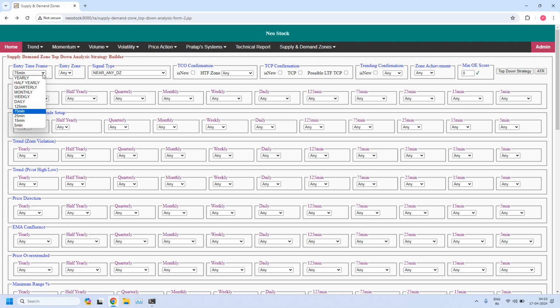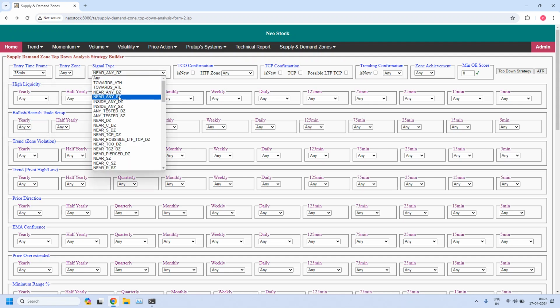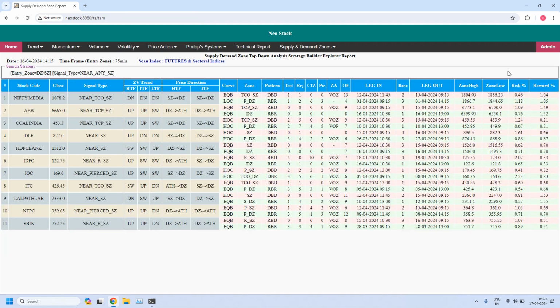For 75 minutes time frame, let us find the stocks near 75 minutes supply zone. So 11 stocks are filtered. And let us find high liquidity 75 minute supply zones from this list. So this is the high liquidity supply zone, ABB. This is a fresh zone. You need to fine tune and you need to check the quality of the zone. And if you can find a fresh fine tuned 5-minute zone, you can plan a trade.